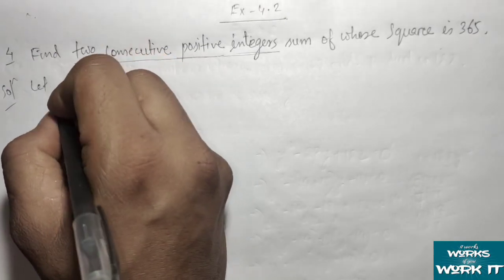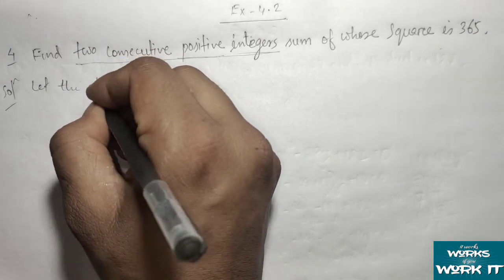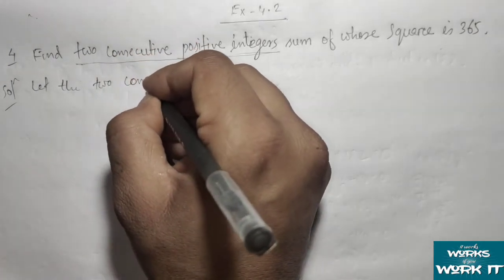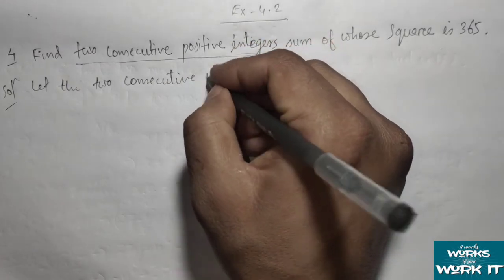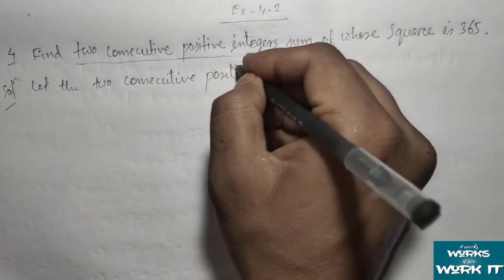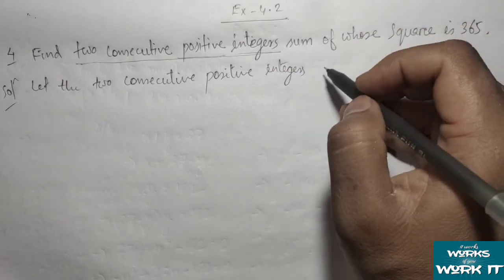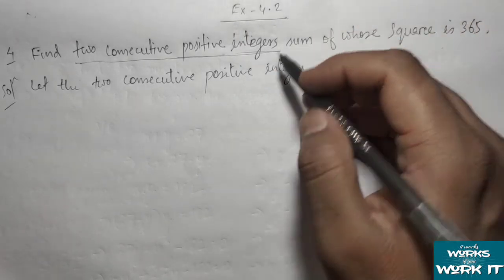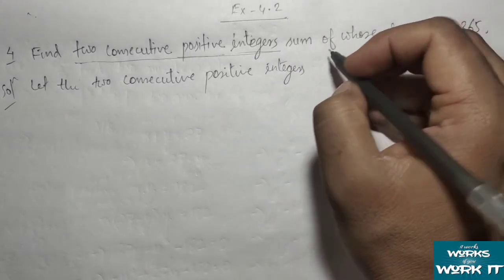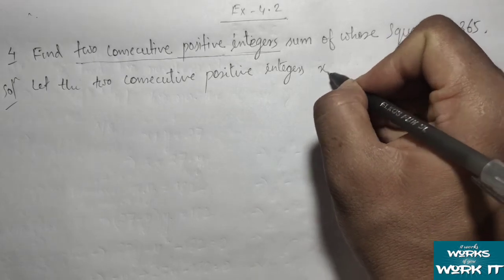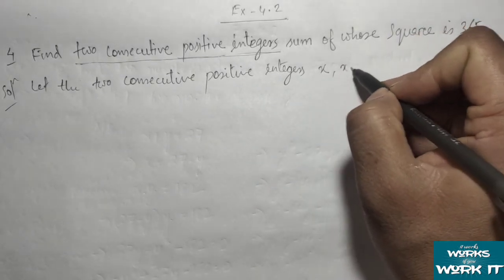Suppose I am taking one of the consecutive numbers as x. Let the 2 consecutive positive integers. Integers can be negative and integers can be positive, but here only positive integers we want. Okay, so I'm taking here one is x and one after another, that means the next one after x, it will be x plus 1.